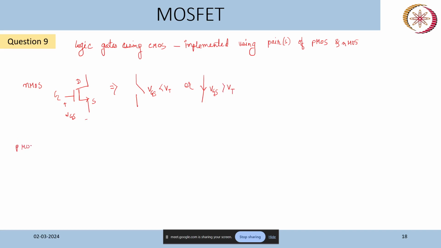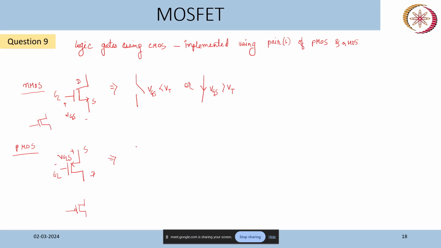Similarly, how does PMOS behave? The circuit symbol for PMOS is this. Okay, the arrow is here. This is gate, source and drain, and this is VGS. VGS is negative for PMOS, positive for NMOS. It is also denoted like this for PMOS, and NMOS is also denoted like this.